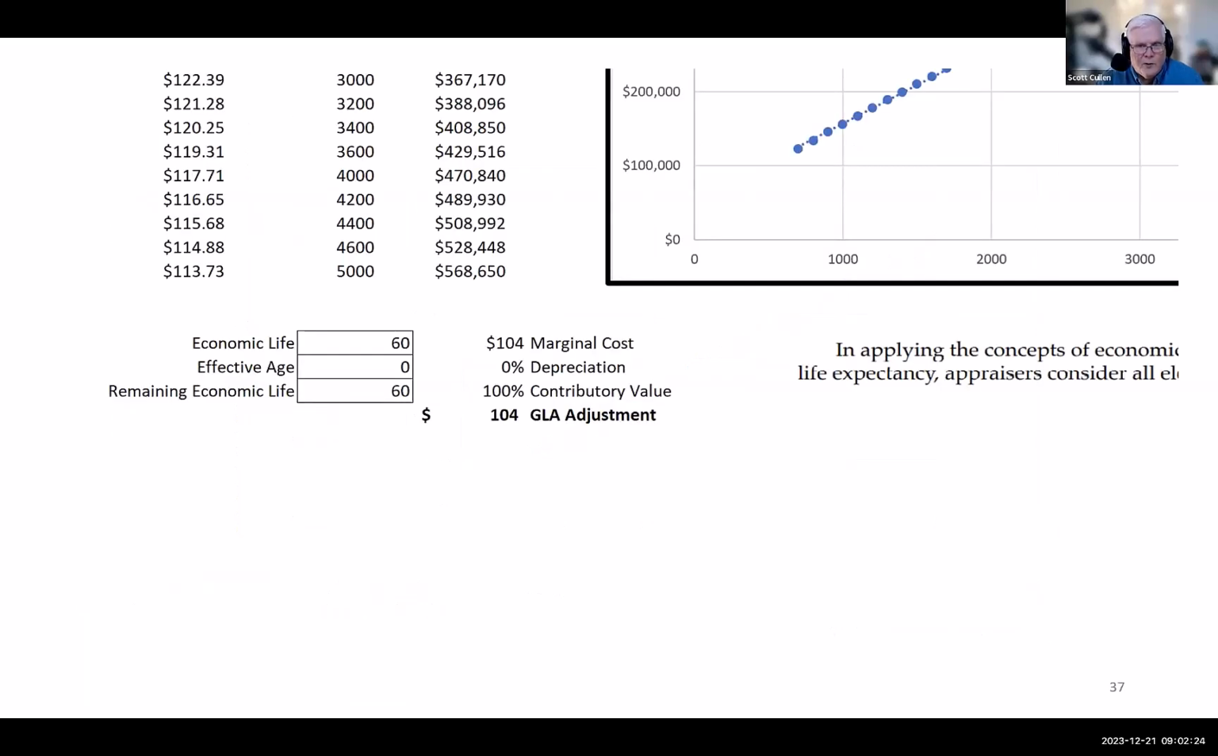Now we know the cost of 1 more square foot of GLA. Marginal cost is the cost of 1 more unit of production, so in this case, one more square foot of GLA. If economic life is 60 and effective age is 0, then the market pays 100% of the cost of GLA. If effective age is 18 years, then remaining economic life is 42 years. 42 years means 70% contributory value, so the GLA adjustment is 70% of 104. Remaining economic life is contributory value.